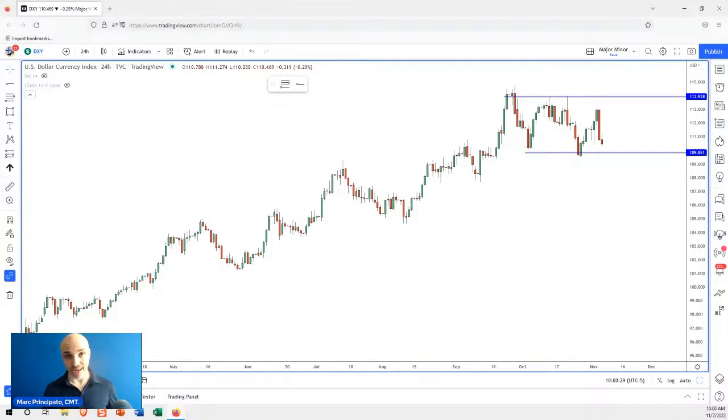I don't see a big green candle. Maybe we close today with a big green candle. I don't know, but that right there is not bearish. That's the mistake to avoid. Don't jump to any conclusions. Look at the bigger picture trend. It's bullish. It's still bullish.